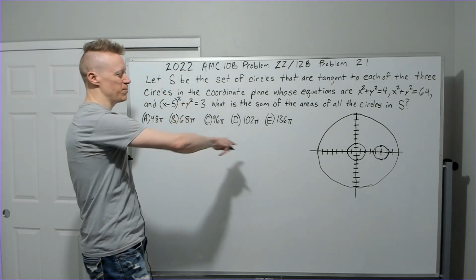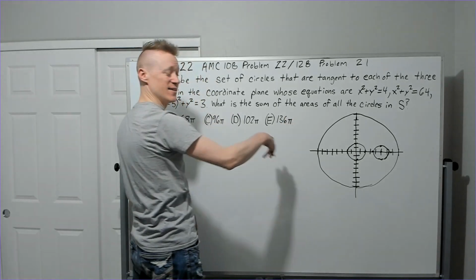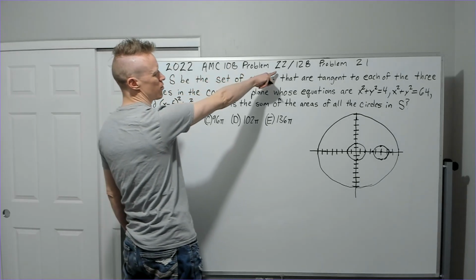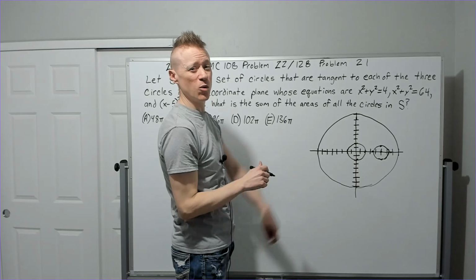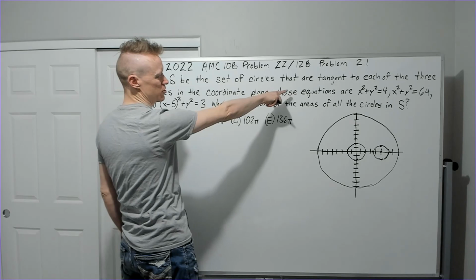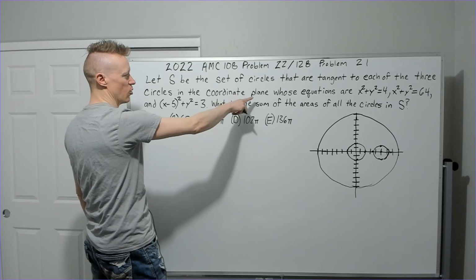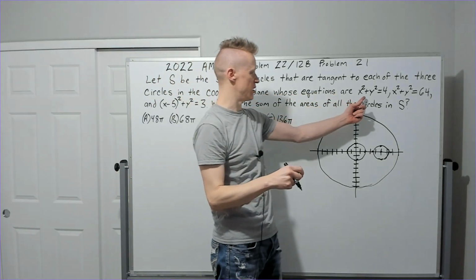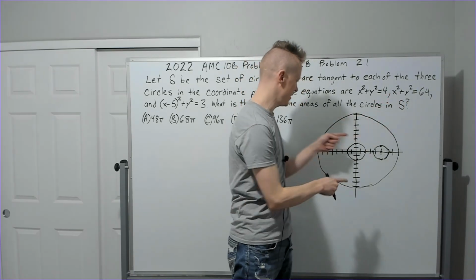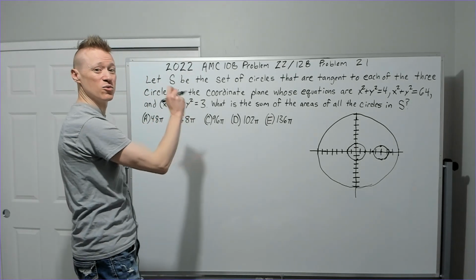Let's get started. The picture is not included in the original, just in case you're wondering. I just added it to save time during the explanation. So 2022 AMC 10B problem 22. It was also the 12B problem 21. Let S be the set of circles that are tangent to each of the three circles in the coordinate plane whose equations are center (0, 0), radius 2; center (0, 0), radius 8, that's these two right here; and center (5, 0), radius radical 3.